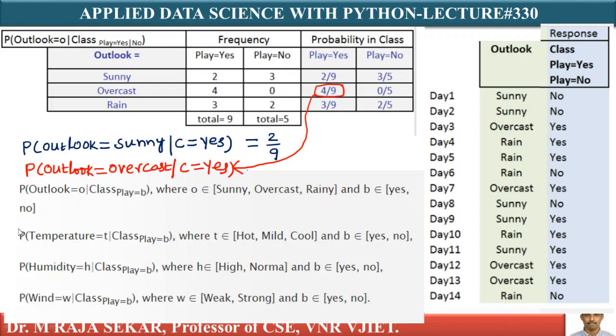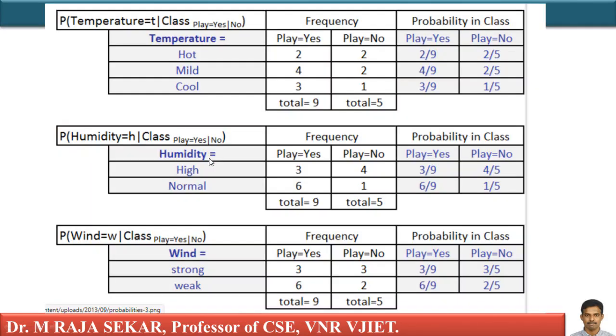In that manner, even probability of Outlook equal to overcast, isn't it? What is my Outlook? This is my overcast. Probability of Outlook equal to overcast, given C equal to yes. This is overcast, and what is the class label? Yes. This is the second one. Again, overcast, yes. Overcast, yes. How many favorable cases? 1, 2, 3, 4. Therefore, total 4 favorable, total 9. In that manner, by using training data, I can calculate all these probabilities.